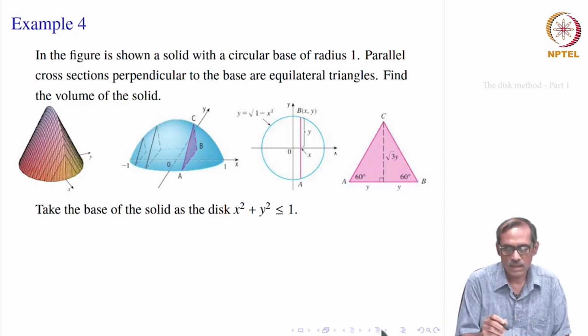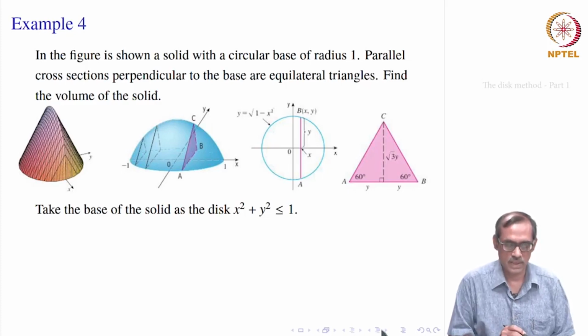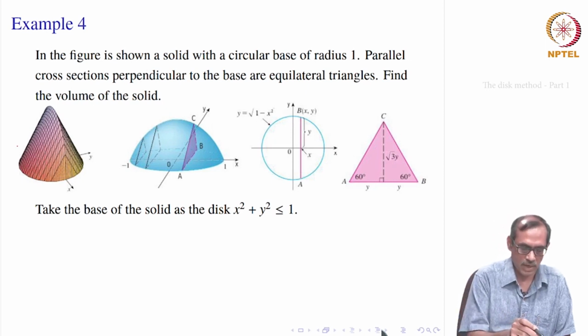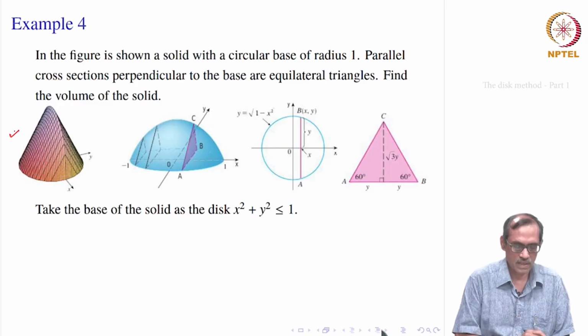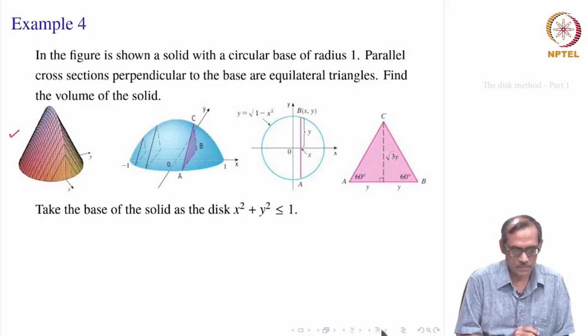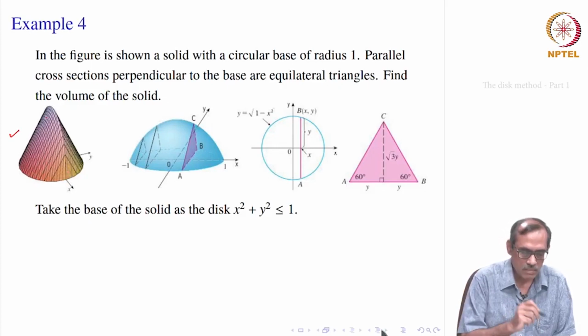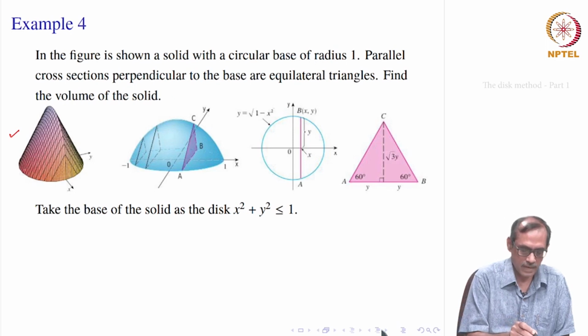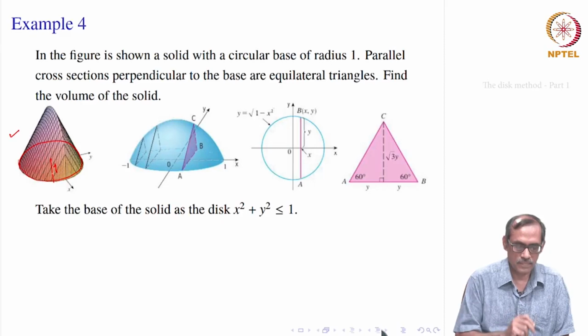Here it is so complicated now, but let us read it slowly to see what happens. In the figure is shown a solid with a circular base of radius 1. Look at the first picture, which is multicolored, brown, red and slight blue. That says it has a circular base of radius 1. So, here is the base, it is a circle of radius 1, this is 1.